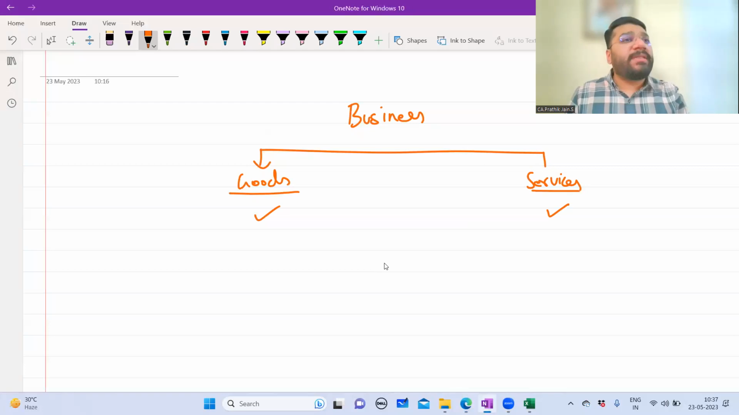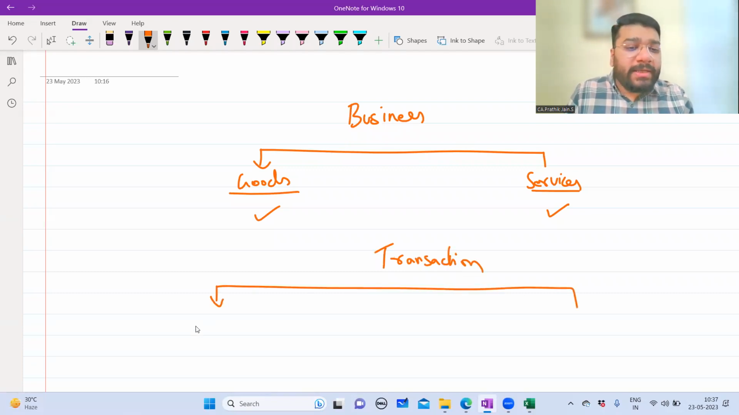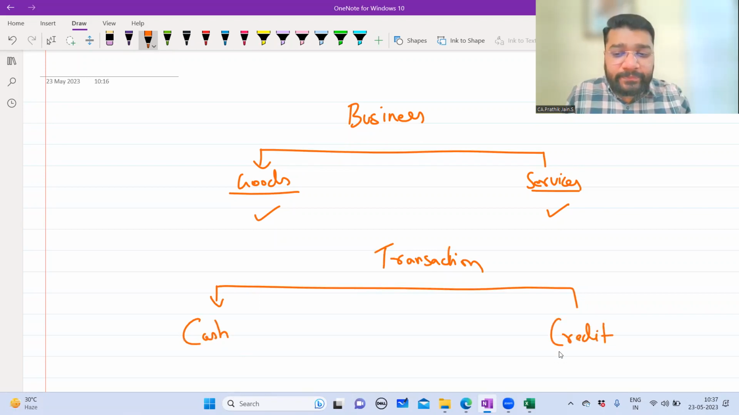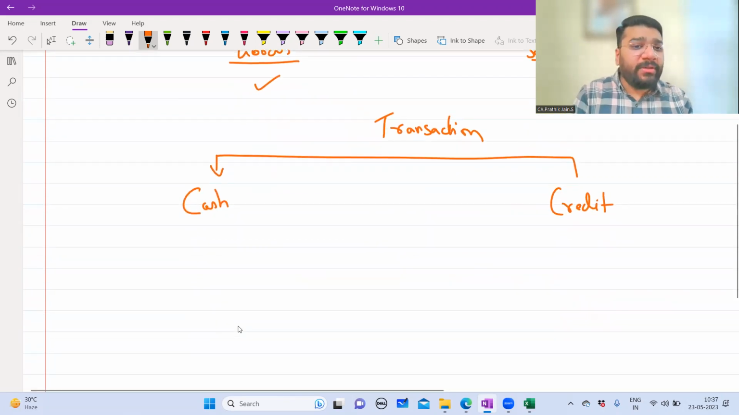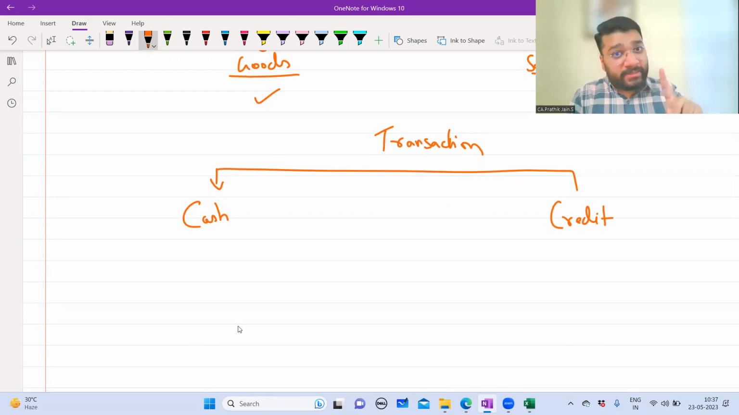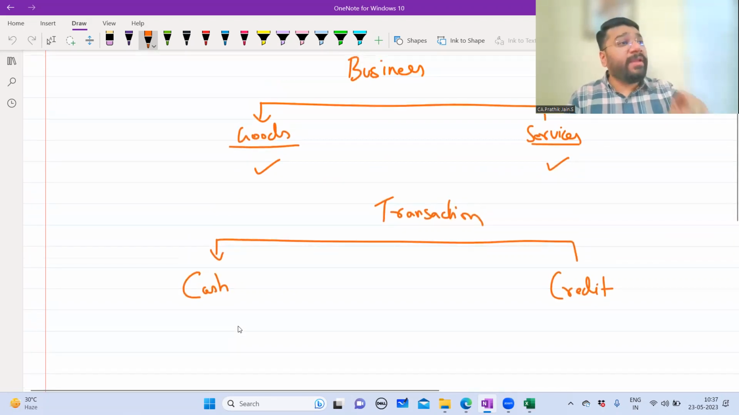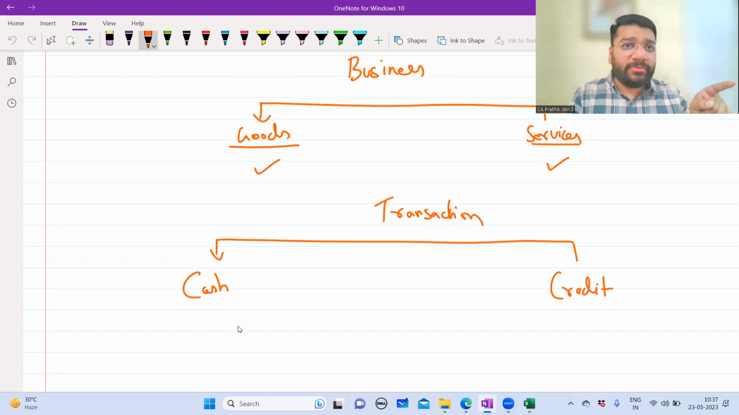Now, all these businesses primarily deal with 2 types of transaction. One is cash transaction. Second is credit transaction. Have you heard that goods have been sold for cash? Yes. Have you also heard that goods have been sold on credit basis? Yes. Same thing for services. Services are given in exchange of cash, or they are also given on credit basis.